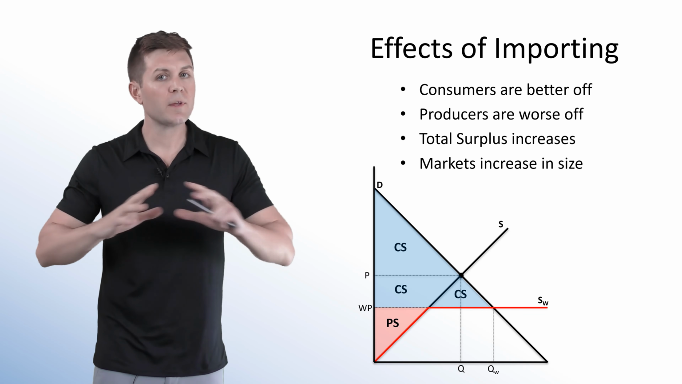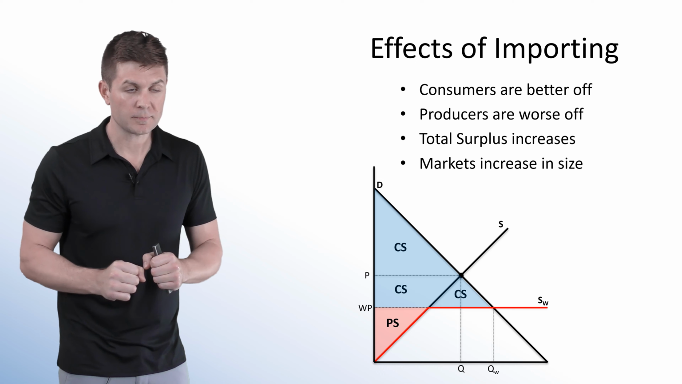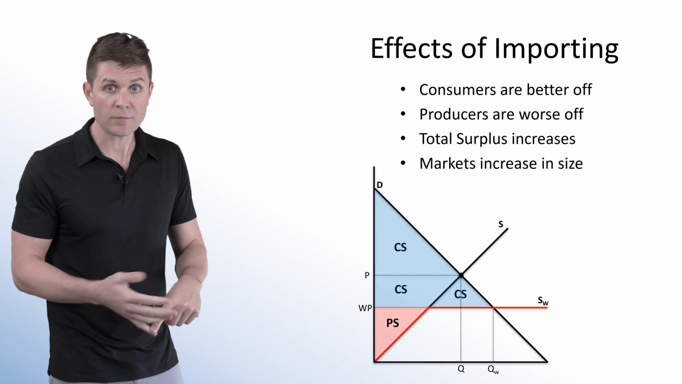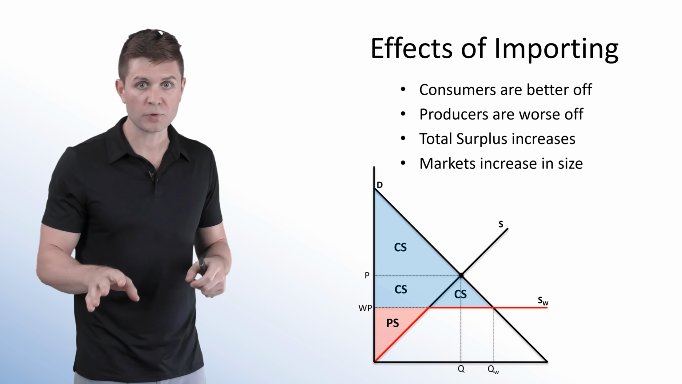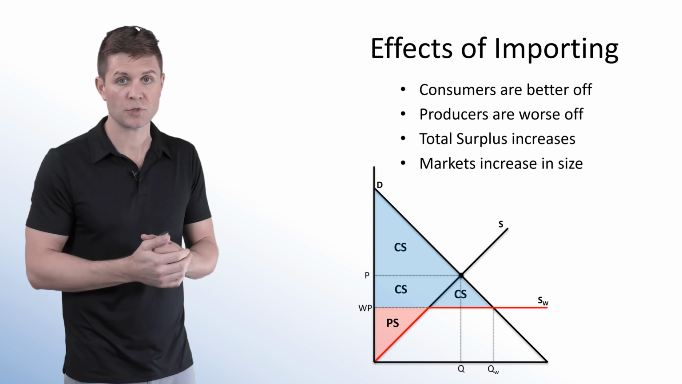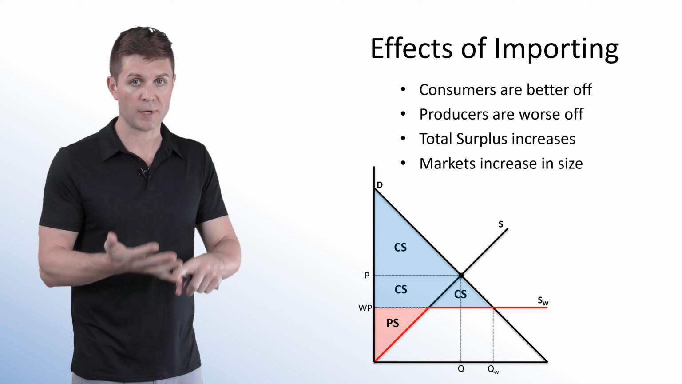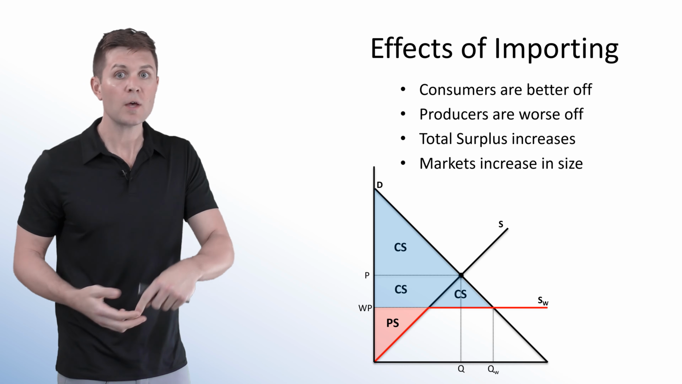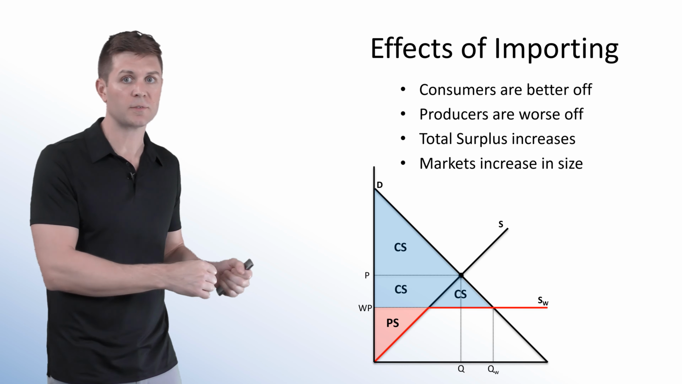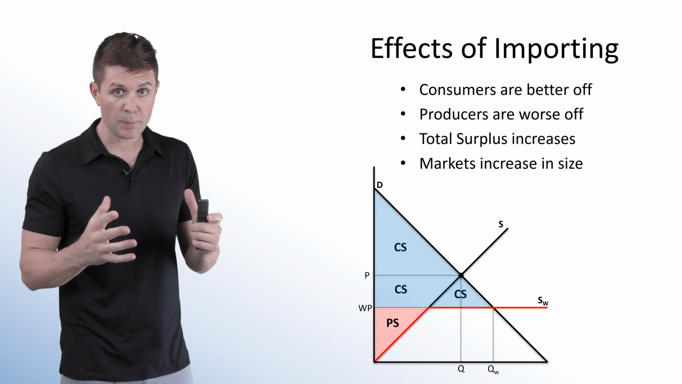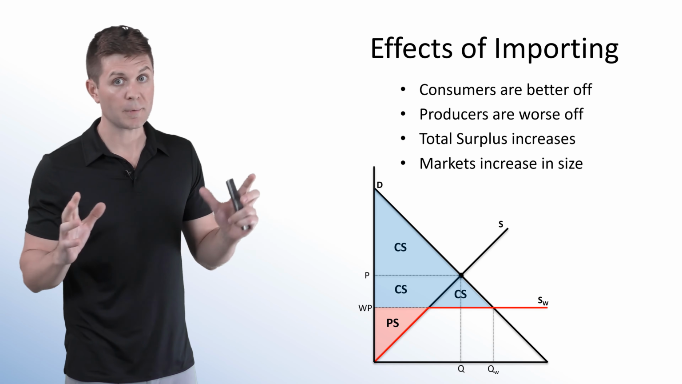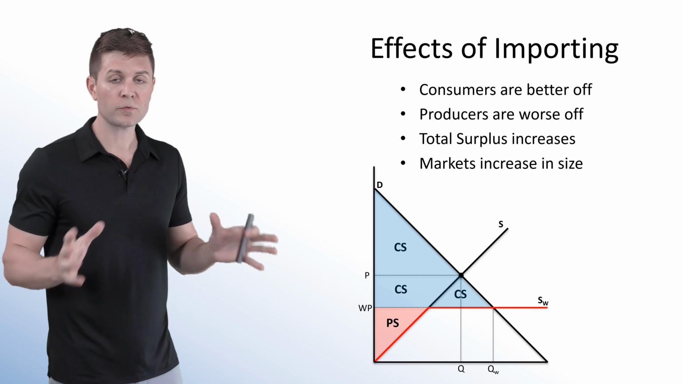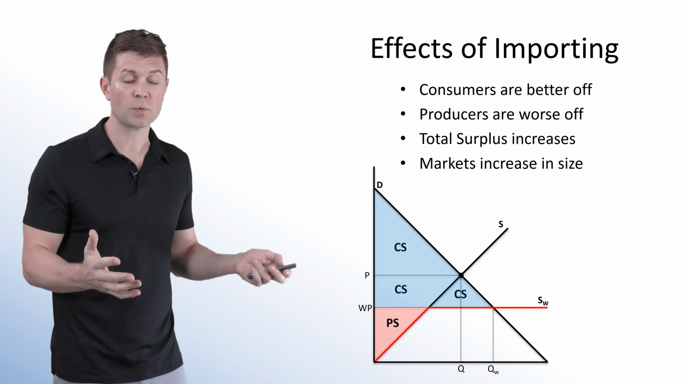Now, what are the overall effects of importing? Consumers are better off. We've increased consumer surplus. Producers are going to be worse off in this particular situation. They've lost production, they've lost surplus, marginal sellers have left the market because of the lower price. So from their point of view, this is not a good thing. But from the consumer's point of view, this open economy works well. But total surplus increases, and our markets increase in size.